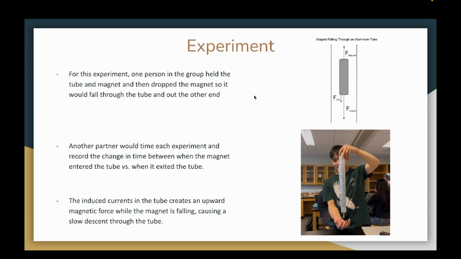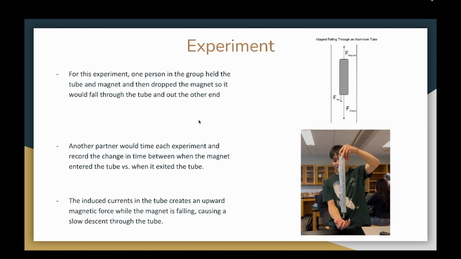So the experiment. For this experiment, one person in the group held the tube and magnet and then dropped the magnet so it would fall through the tube and out the other end. And here you can see a picture of my partner doing this while I was filming him. And here's a diagram of the experiment of the magnetic force and the net force and force of gravity.